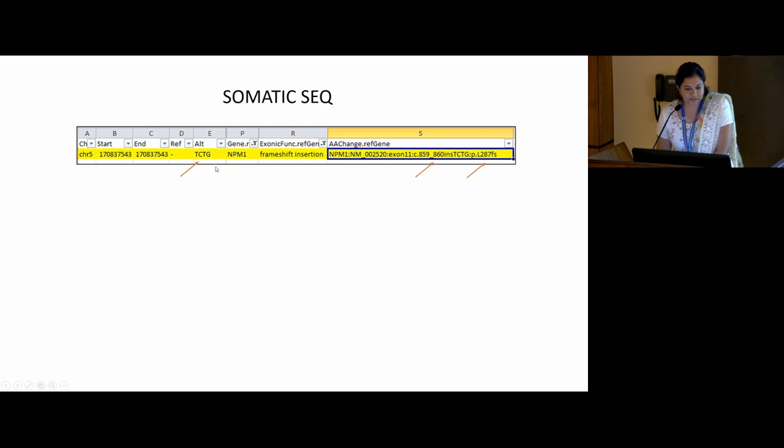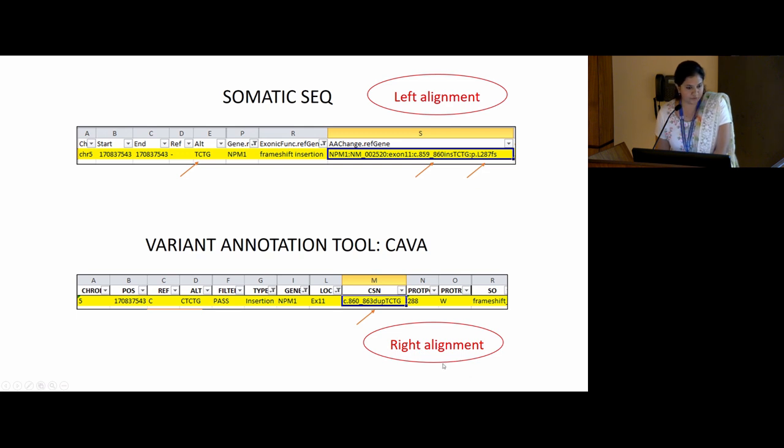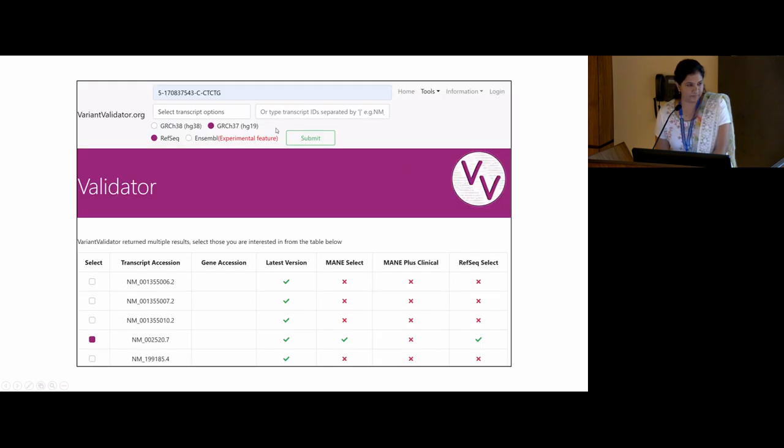So the Somatic Seq file is showing us this altered sequence and this nomenclature. However, in these cases of deletions and insertions, we need to check other variant annotation tools like Kava, which are right aligned, that is, they follow the 3' rule. Here we can get the reference sequence and altered sequence as well as the correct nomenclature. I have circulated two sheets in the same Excel. The second sheet is the output from Kava. If we give that input to Variant Validator, we will get the correct nomenclature.